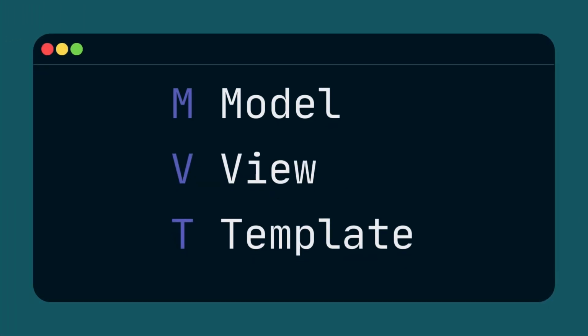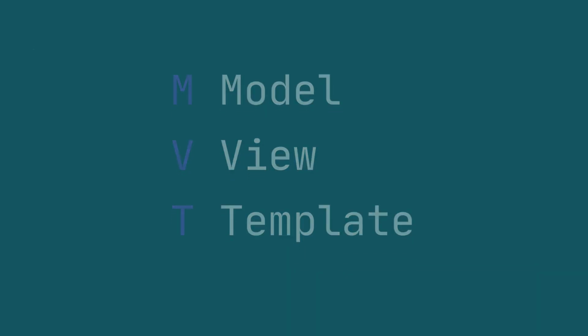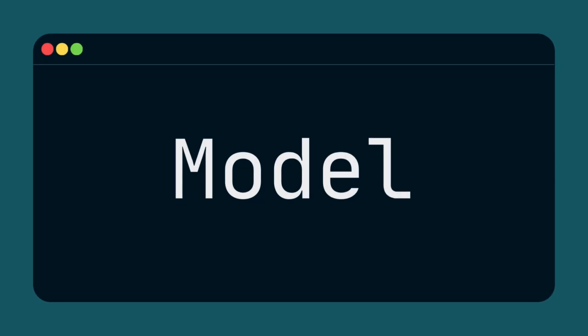MVT is a concept that explains how a web application works and interacts with a client. MVT stands for Model, View, Template. The model part is responsible for processing data. It represents how our data is structured, stored, and retrieved. Simply put, it deals with the database part of our application.